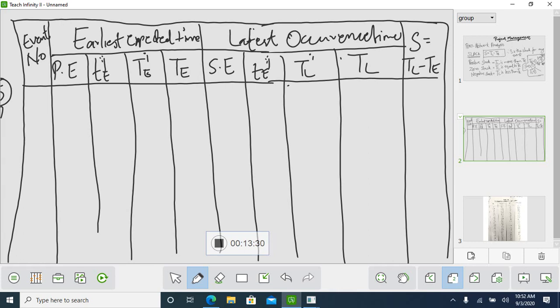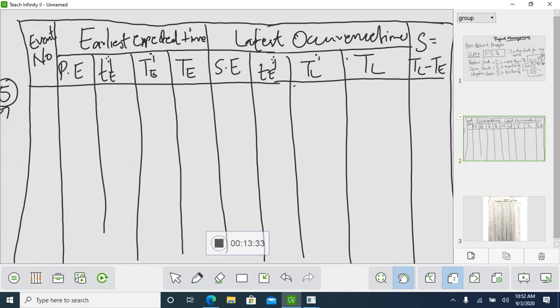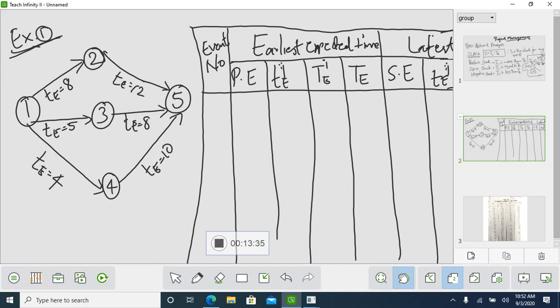For doing the earliest expected time, we'll see. For 1 to 2, what is the predecessor event? Do you have any predecessor event? First you will be naming all the events. What events do you have in this network diagram? 1 is one event, 2, 3, 4, 5. So just make a note of it: 1, 2, 3, 4, 5. So these 5 are your events.